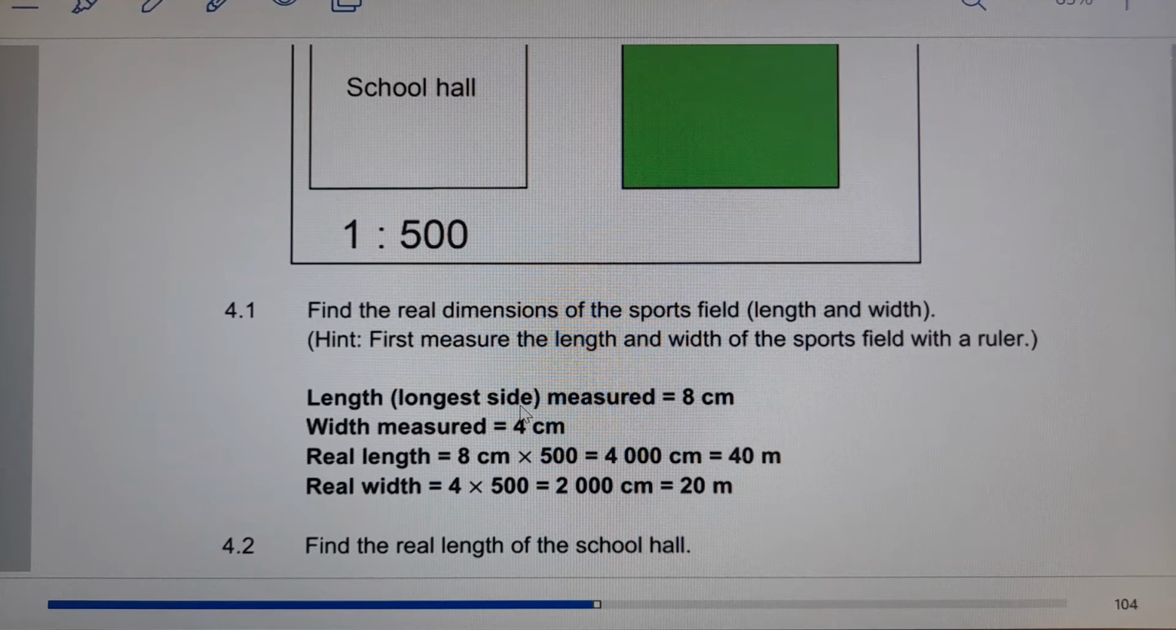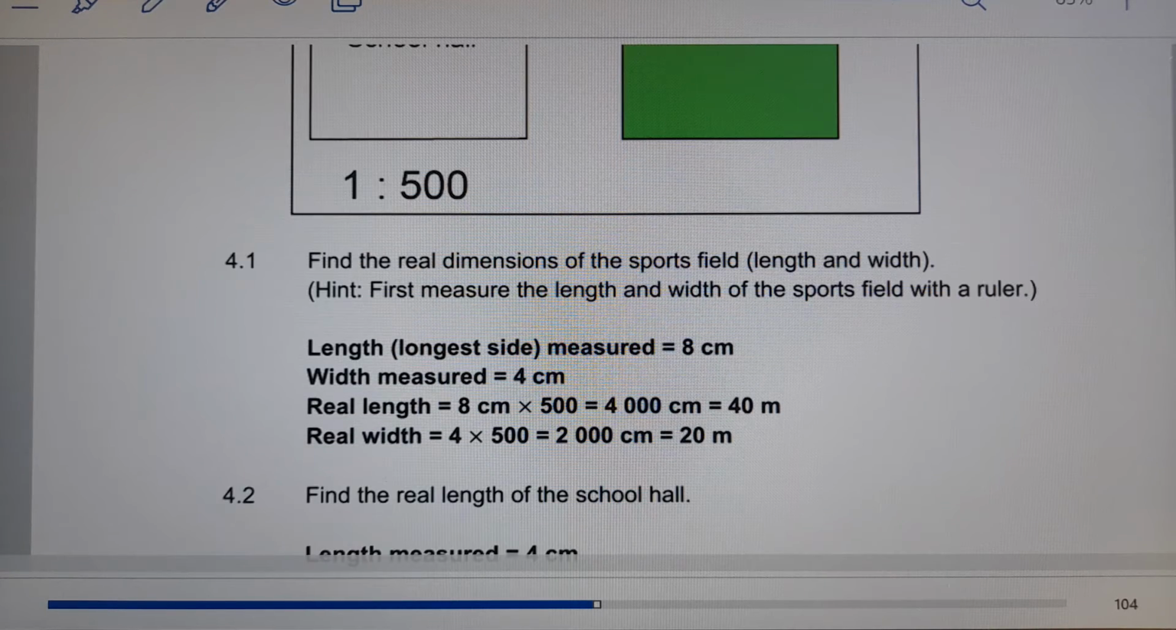The length is the longest side. They measure it to be 8 centimeters. The width is measured to be 4 centimeters. So real length is the map distance times the map scale. Okay, and they got 4,000 centimeters converted to be 40 meters. And the width is the map distance multiplied by the map scale, which gives us 2,000 centimeters, and that gives us 20 meters. So you see how we work around this.